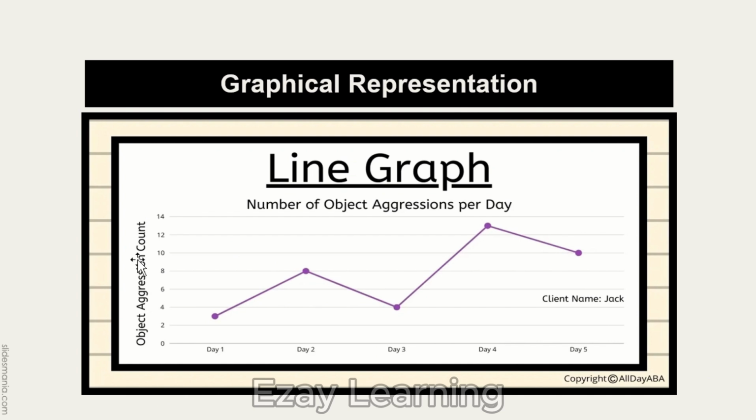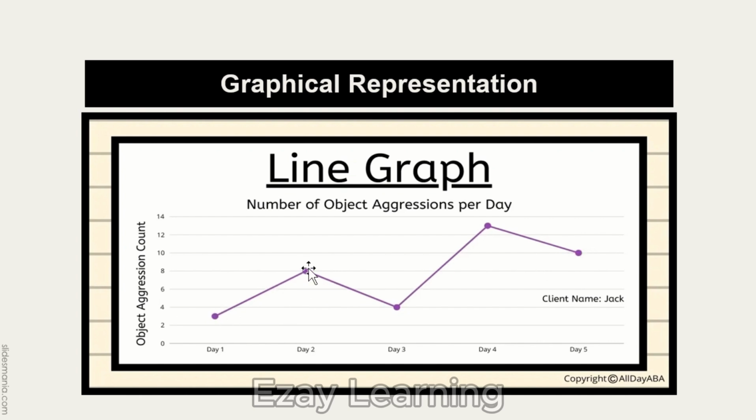Coming towards the interpretation of this graph, we mention time on the horizontal axis, the x-axis, and we mention the behavior on the vertical axis, that is the y-axis. Here, object aggression count is mentioned, and here days are mentioned. So we have day 1 with 3, day 2 with 8, day 3 with 4, day 4 with 13 and day 5 with 10 object aggression counts. This graph shows the number of object aggressions per day for the client named Jack.